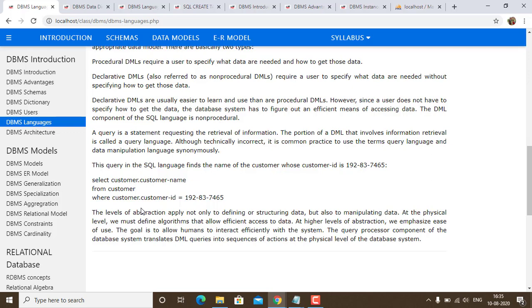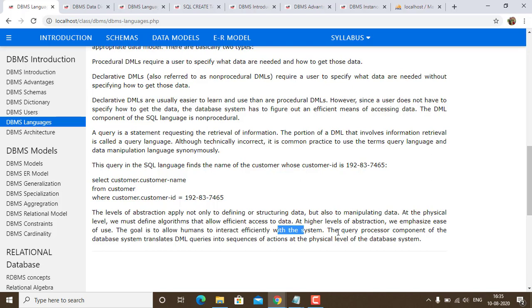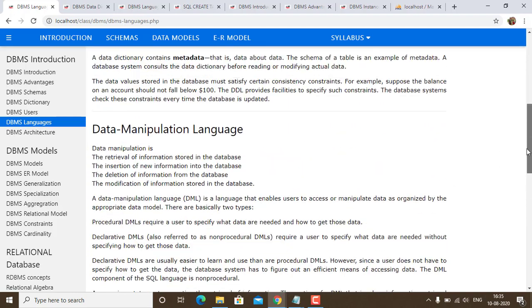The levels of abstraction apply not only to defining or structuring data, but also to manipulating the data. At the physical level, we must define algorithms that allow efficient access of data. At higher levels of abstraction, we emphasize ease of use. The goal is to allow humans to interact efficiently with the system. The query processor component of the database system translates DML queries into sequences of actions at the physical level of the database system. This is how it is being processed.